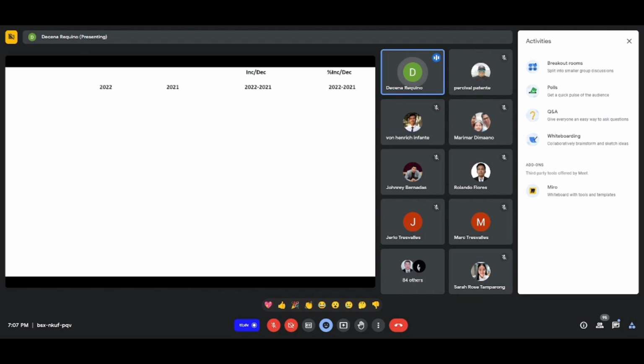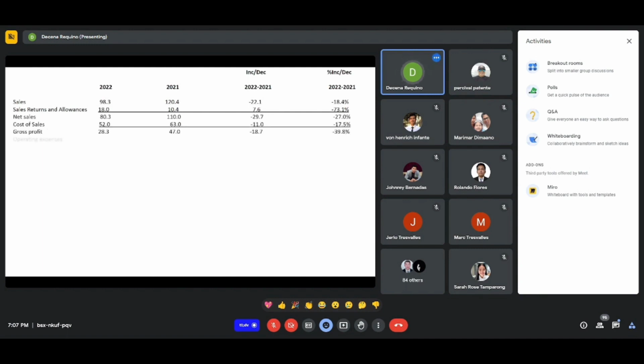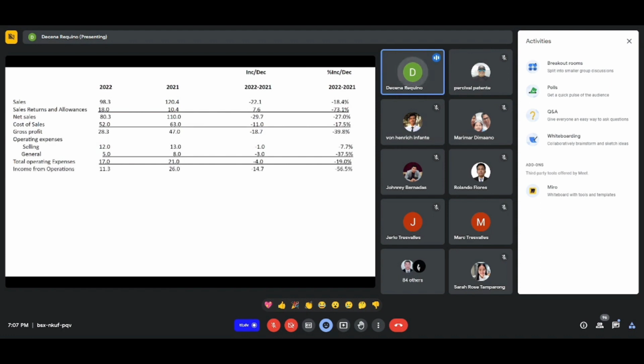Ito yung sample ng horizontal analysis. Meron siyang dalawang given na year. For example, ito income statement ng year 2022 and 2021. So para makuha natin yung horizontal analysis, yung difference ng 2022 at saka 2021, bawasan 98.3 less 120.4, so meron siyang decrease na 22.1 million.